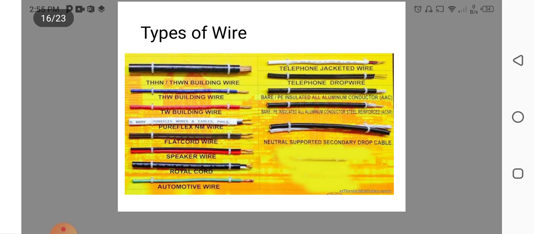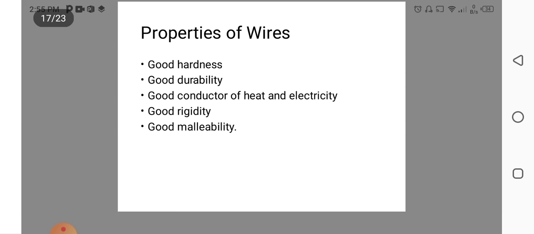Types of wire. Here you can see some of the types of wires: building wire, twin building wire, TW building wire, pure flex, NM wire, flat cord wire, speaker wire, rubber cord, automotive cord, telephonic jacket wire, telephonic drop wire. So these are some of the types of wire.